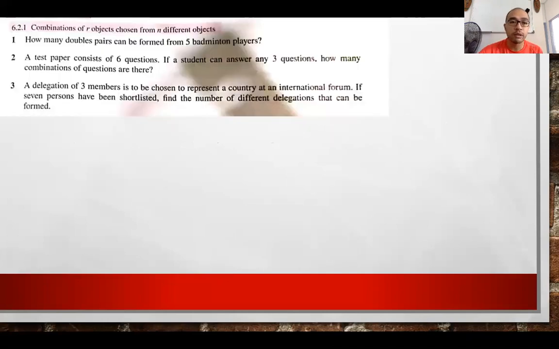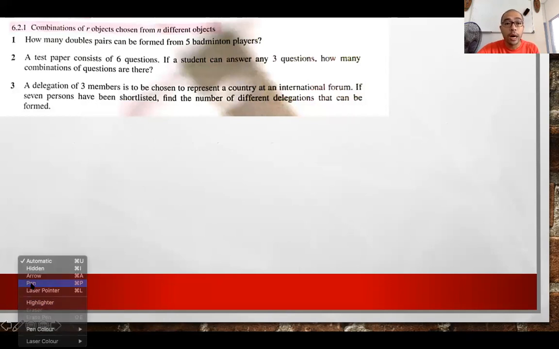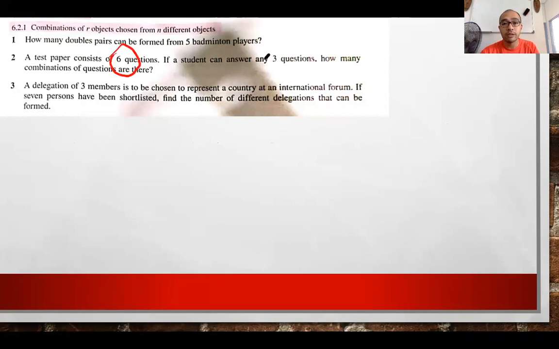Let's take a look at question number 2 first. Let's do a simple one. A test paper consists of 6 questions, and if a student can answer any 3 questions, how many combinations of questions are there? This is a pretty simple one. You have 6 questions and you only want to choose 3 questions to answer. So this will be 6C3, which will give you 20. It's a pretty simple formula to use. You can straight away calculate 6C3 on your calculator and you will get 20.